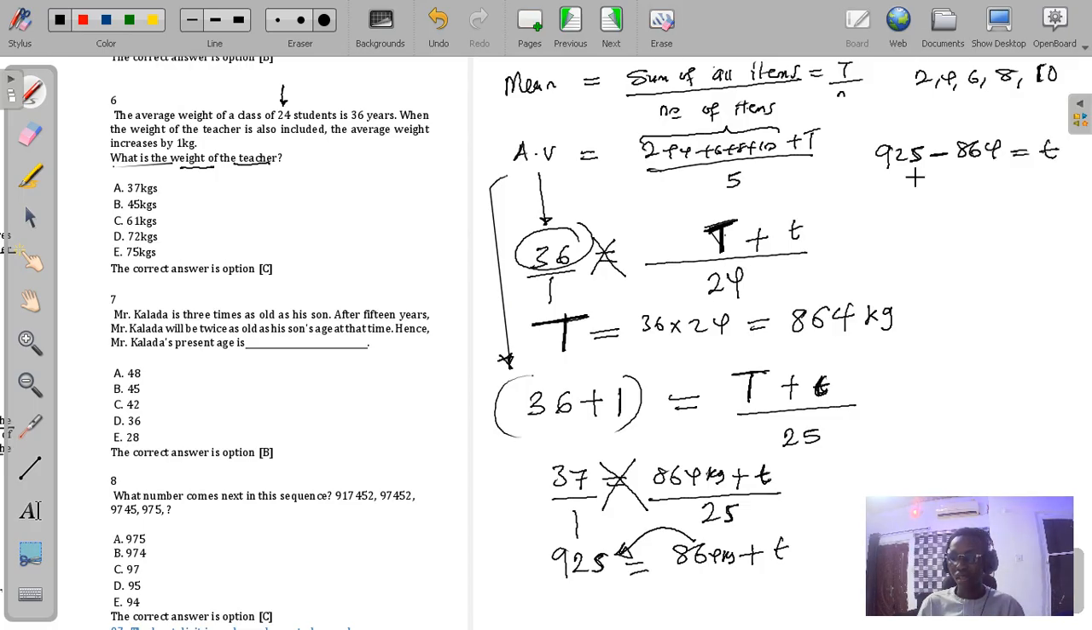So if I subtract this, what are we going to get? 61 kg. So the weight of the teacher is 61. So thank you. So the weight of the teacher is 61 kg. So I hope that is clear. Thank you. So you can take a screenshot now before I clear it off.